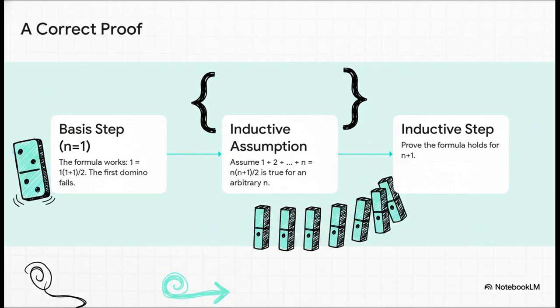Now for the inductive step. We get to assume the formula works for n. Our whole goal is to prove it must then work for n plus 1. We start with the sum up to n plus 1, which is really just the sum up to n, with that extra n plus 1 term tacked on. And because of our assumption, we can just swap out that sum up to n part with our formula. After a little bit of algebra, everything simplifies perfectly to the formula we were aiming for. The chain reaction is real. It works.